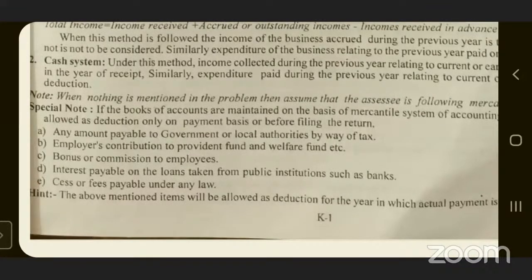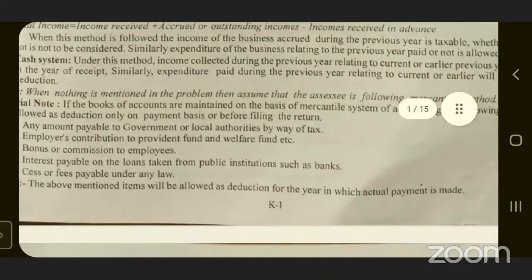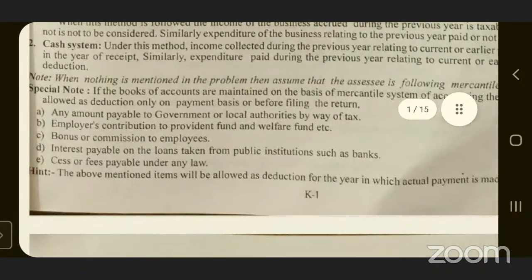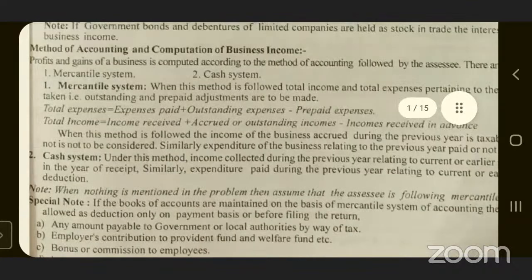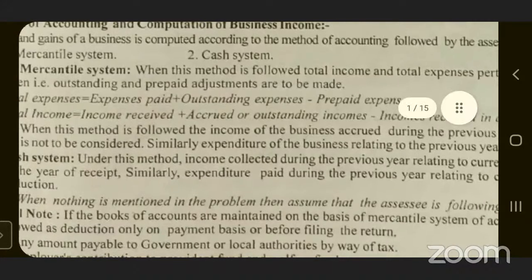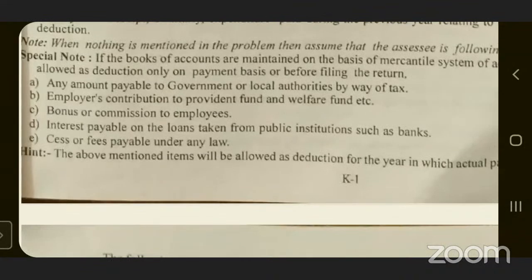But for a few things, if the books of accounts are maintained on the basis of the mercantile system of accounting, the following expenses are allowed as deductions only on payment basis. Because in the mercantile system, the formula is expenses paid plus outstanding expenses minus prepaid expenses. So these expenditures will be allowed as deductions only on the payment basis. If you have not paid at all, then we are not going to get it as a deduction or admissible expenditure.